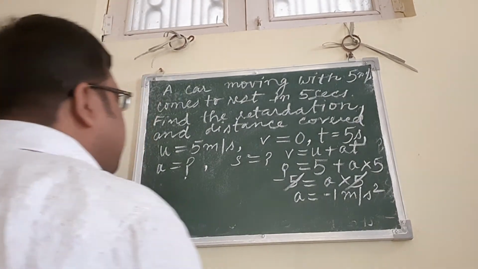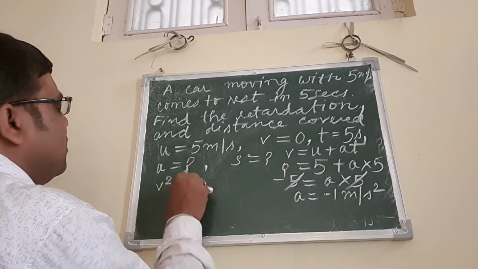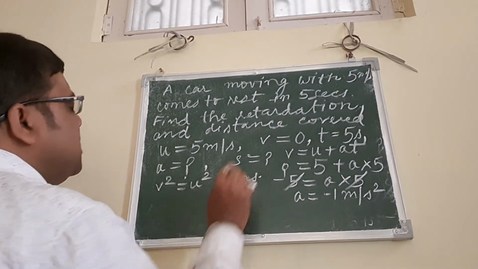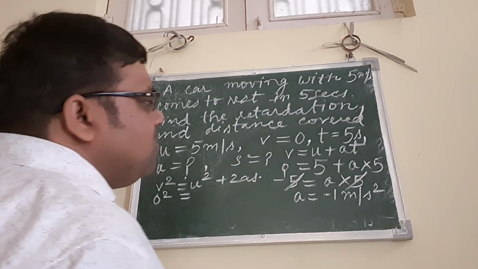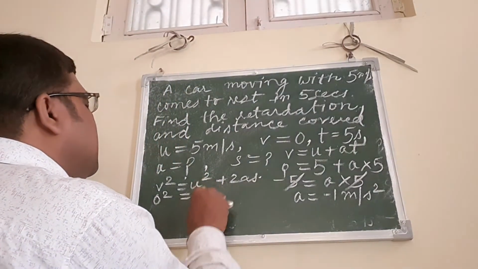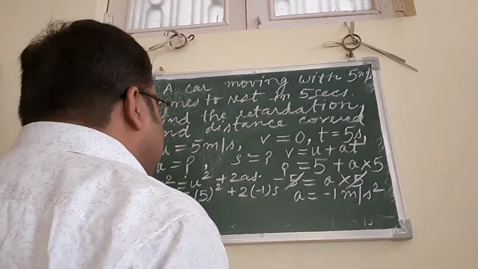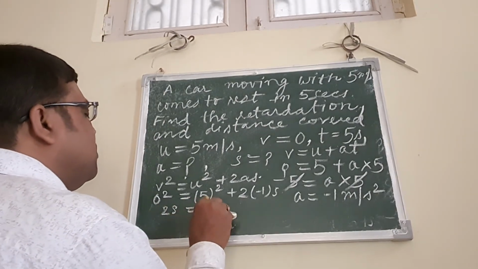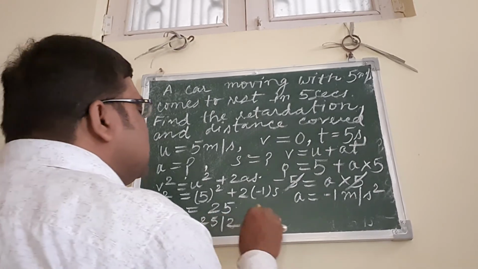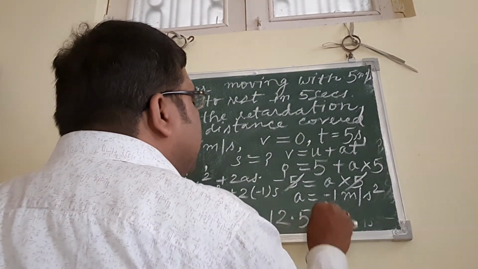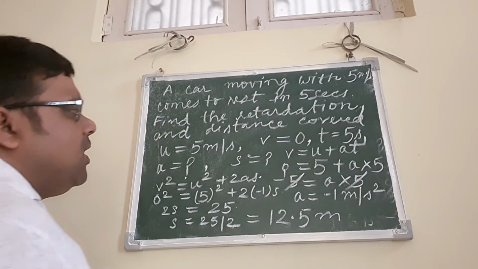Now we have to find the distance. So the distance, v square equal to u square plus 2as. Final velocity is 0, so 0 square equal to initial velocity, that is 5 square plus 2 into minus 1 into s. So it becomes 2s is equal to 25. So s is equal to 25 upon 2. So it becomes 12.5 meter. So this is our distance. This is the distance covered by the body.